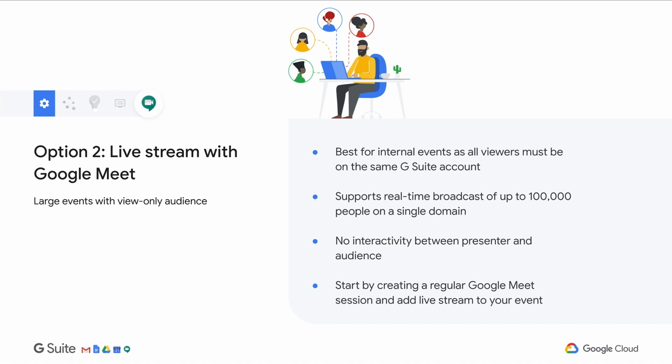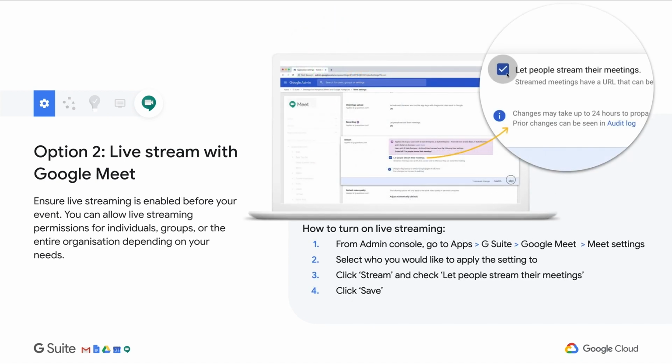an option. But way before you start setting up this live stream, IT should have done the necessary configuration to activate this. And this is how they're going to do it. From the admin console, go to Apps, select G Suite, Google Meet, and then go to Meet Settings. Select who in your organization to apply these settings to. Click Stream, check Let People Stream Their Meetings, and click Save.